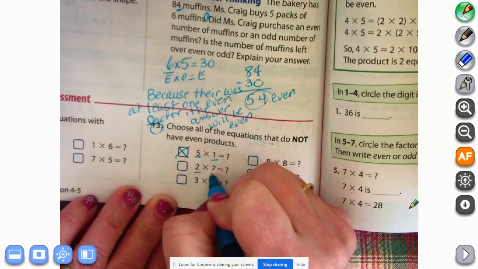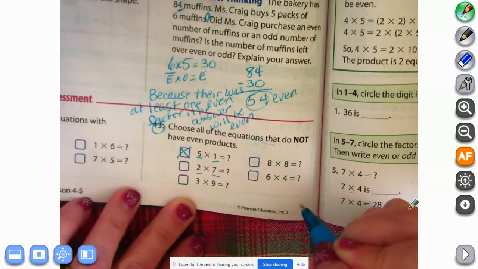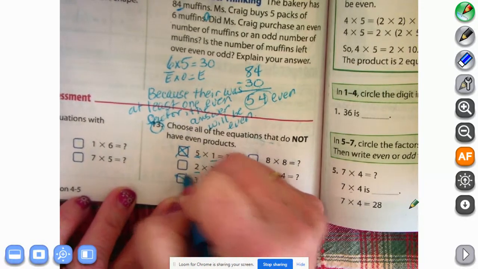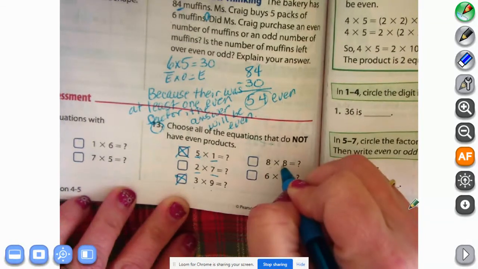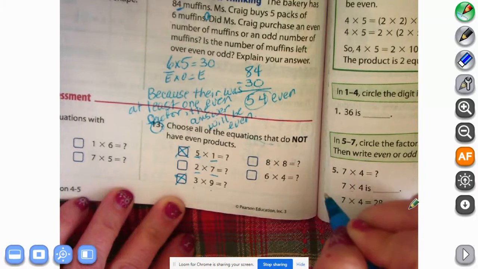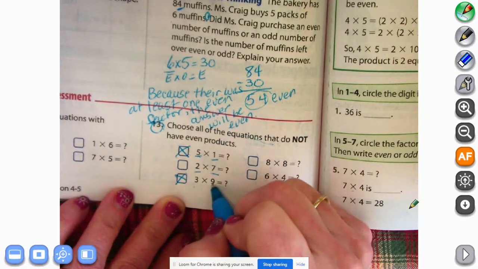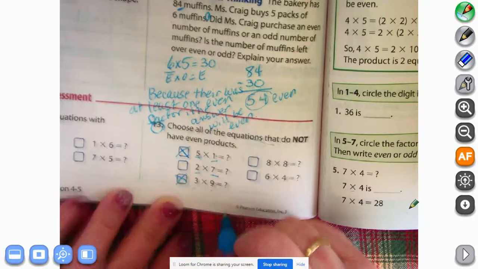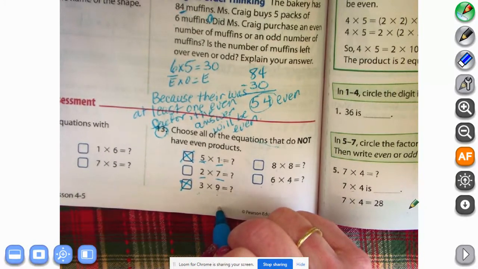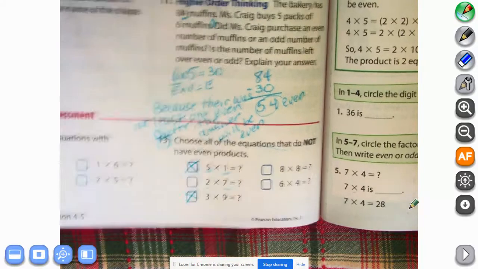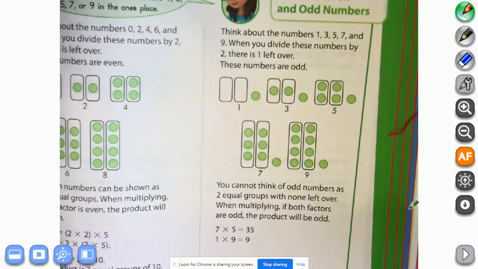Even plus an odd. This will be even. Odd times an odd. This will be odd. Even times an even. That's going to be even. And even times an even. That's going to be even. So the only ones that are going to be odd are the ones that have factors that are already odd. Okay, hopefully that helps explain. All right, we're going to go over the homework real quick.